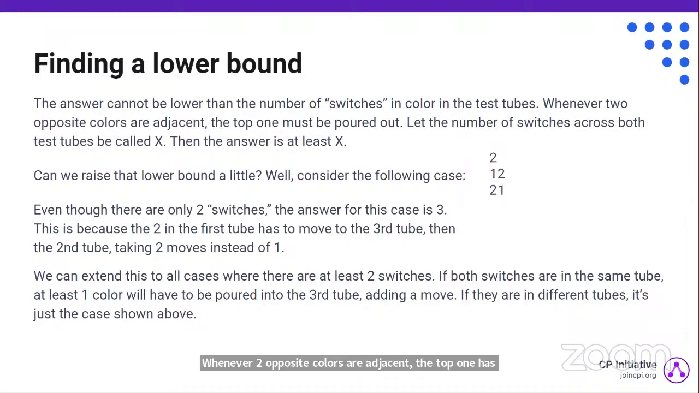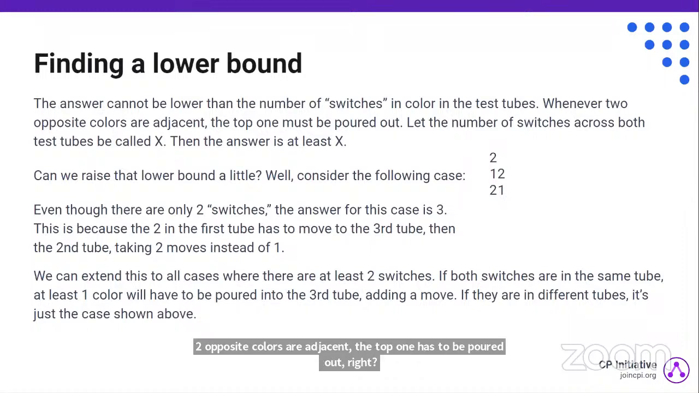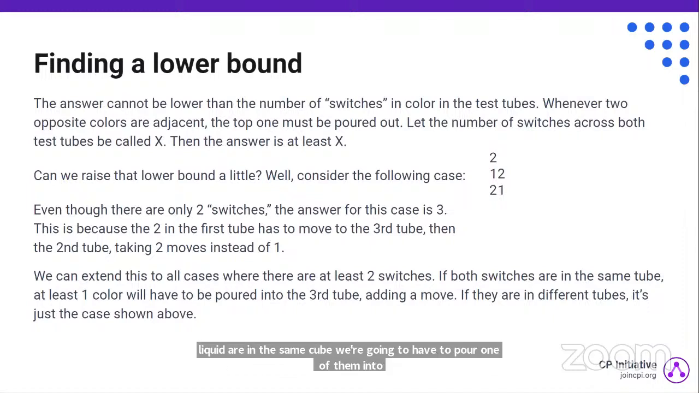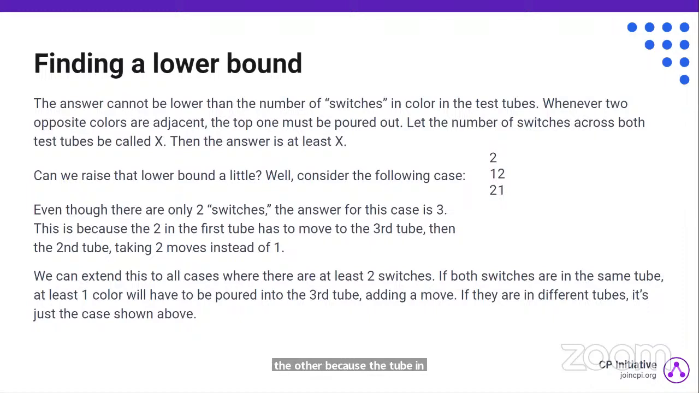Like, let's say we have a 2 on top of a 1. We have to pour the 2 out because there's probably some 1 somewhere else that we have to pour into the 1, or we get the 2 into the other 2. No matter what, if two colors of liquid are in the same tube, we're going to have to pour one of them into the other because the tube can only have one color, right? So let the number of color switches across both test tubes in total be X. Then the answer is at least X.